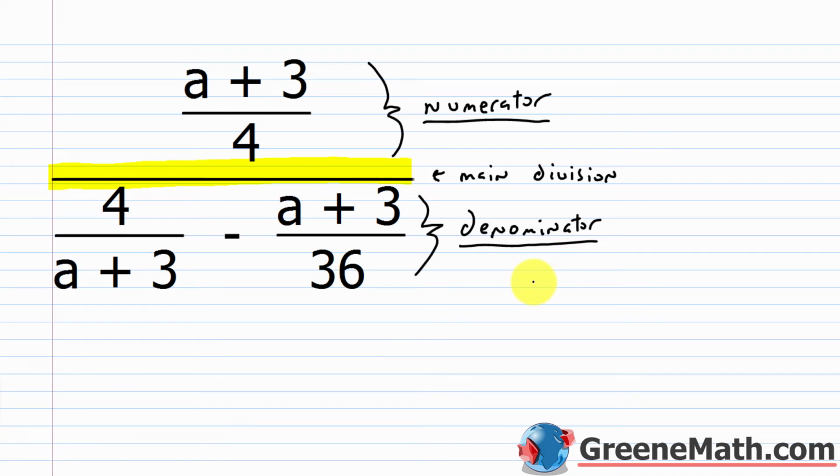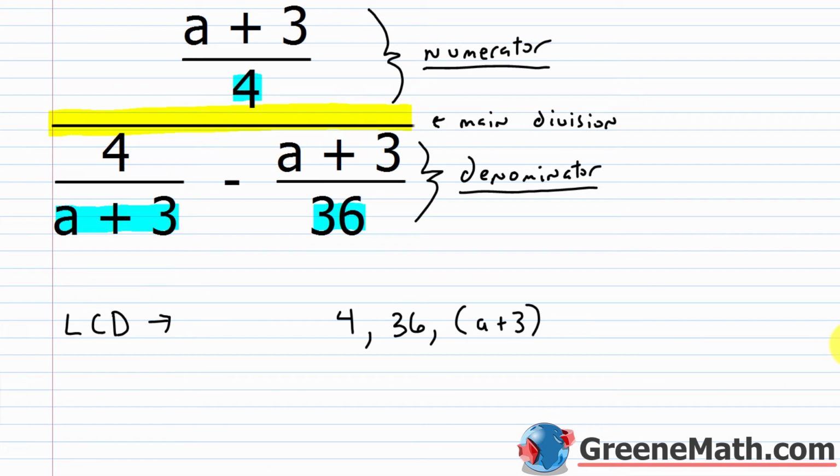So if I were to look at each denominator individually, for all the fractions I have involved, I have this denominator that's 4, a denominator that is a plus 3, and a denominator that's 36. So to get the LCD, I just think about the LCM, the least common multiple, of these three values. Again, I'm thinking about 4, I'm thinking about 36, and I'm thinking about the quantity a plus 3.